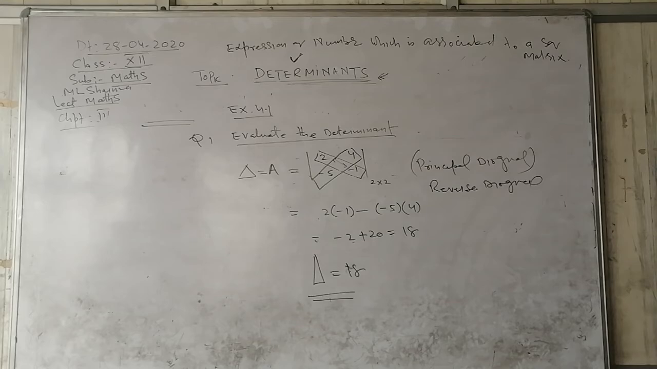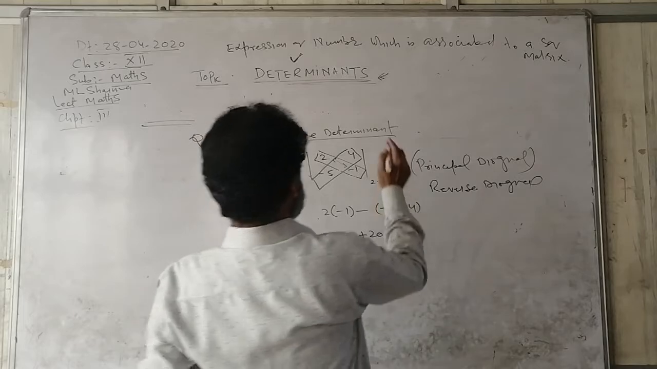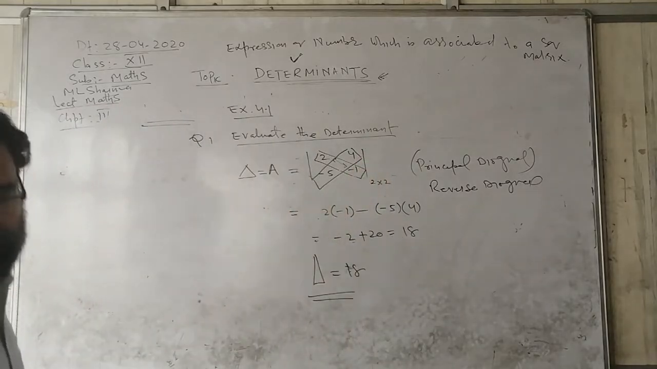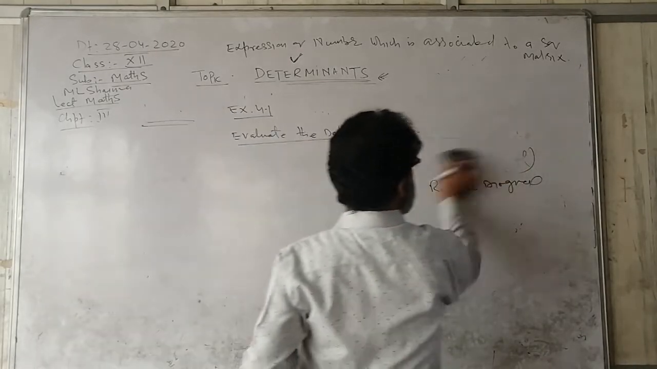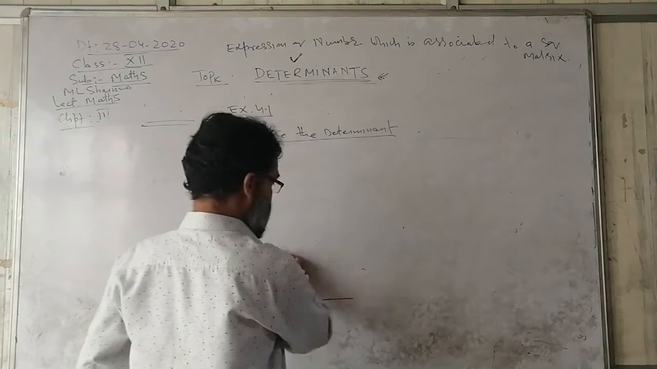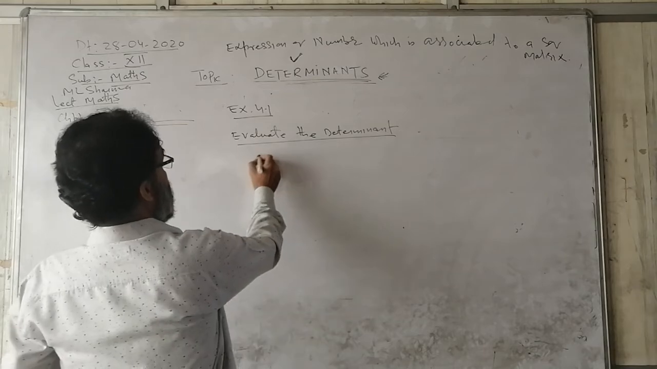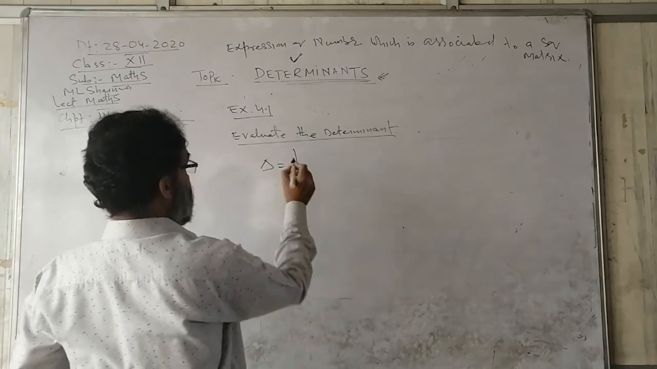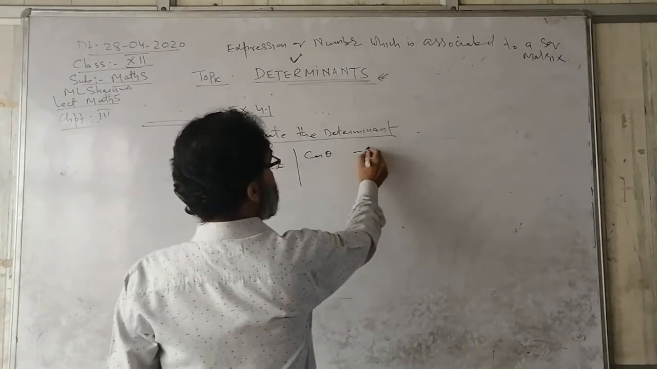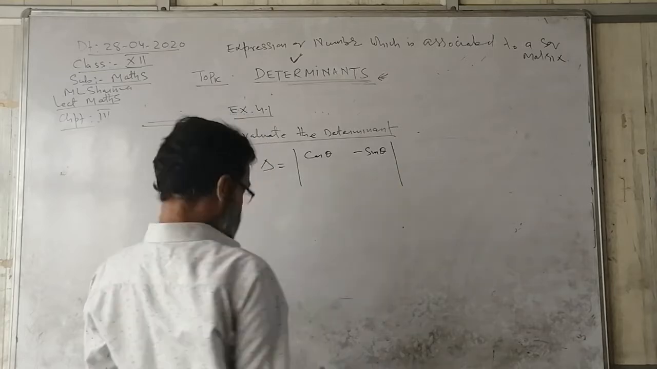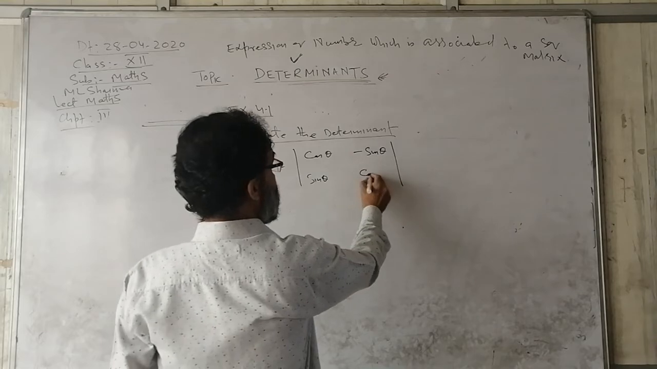In this way, this 2 by 2 determinant is expanded. Then next, I have 3 or 4 more questions. So this is question number 2. Again, we have to find the value of the determinant. It is a 2 by 2 determinant. Let delta be this determinant: cos theta, minus sin theta, these are the two elements, then sin theta and cos theta.